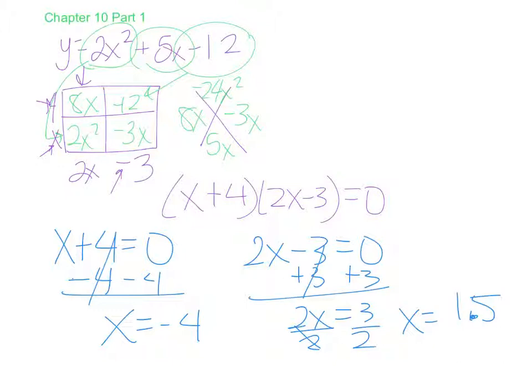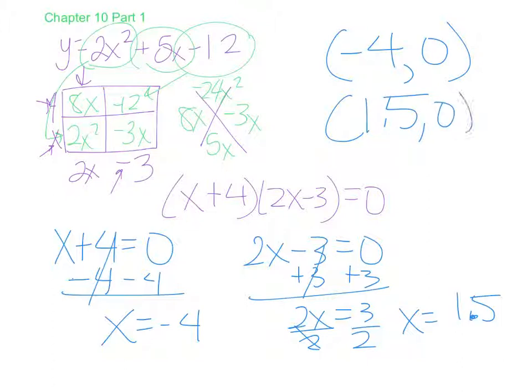So we are going to write this as an x-intercept. So we will have an ordered pair with negative 4, comma, 0, and 1.5, comma, 0. So we are finding the solutions, which we call the x-intercepts. They're also called the zeros, or they're called the roots of the equation.